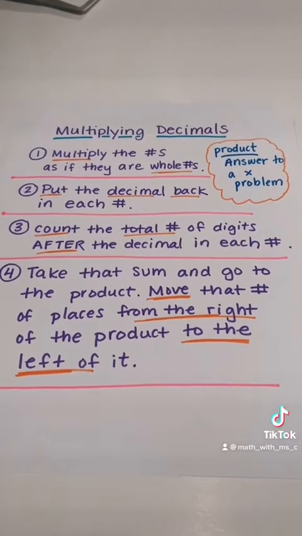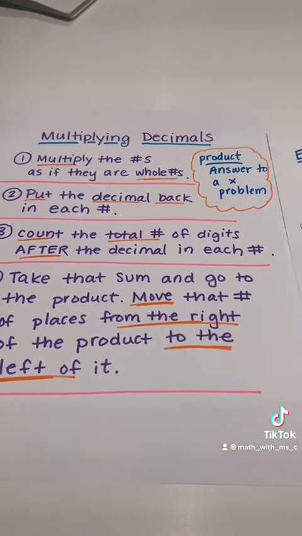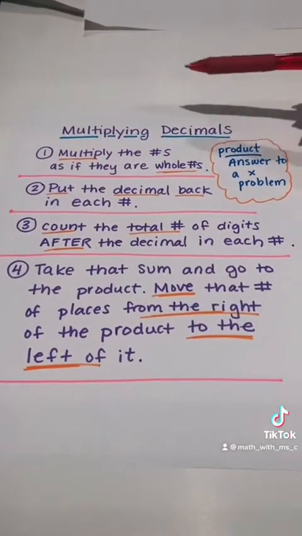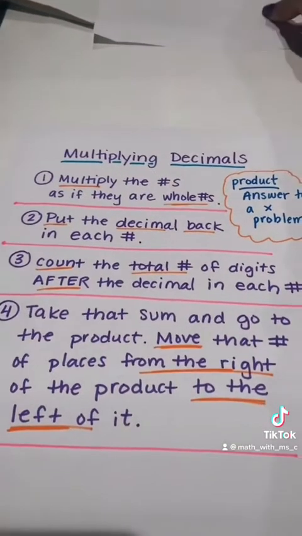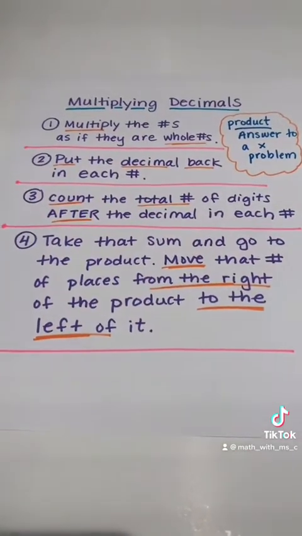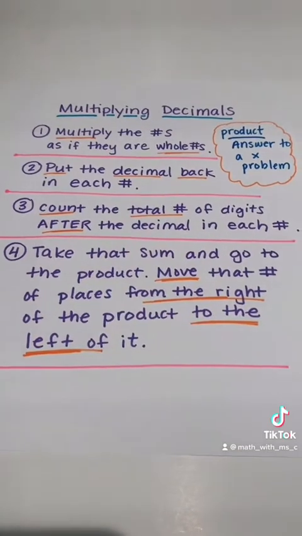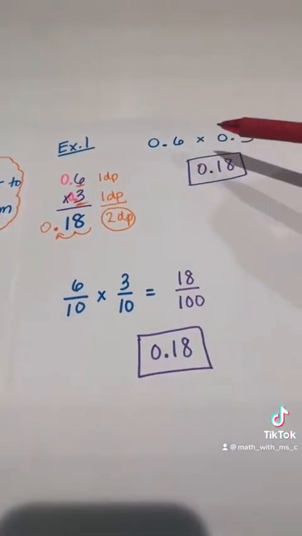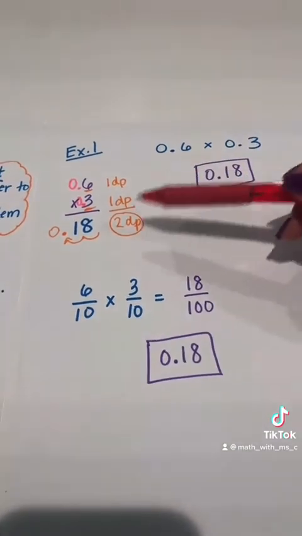Now I know that in my notes there are a lot of words to it, but if you focus on the ones that I have in orange, that will help focus on what you should be doing. Instead of having chopped up sentences, I had to write it out. So again, step 1 was multiply as if they're whole numbers. So here I had you get rid of the decimals, act like you're multiplying 6 times 3, you got 18.